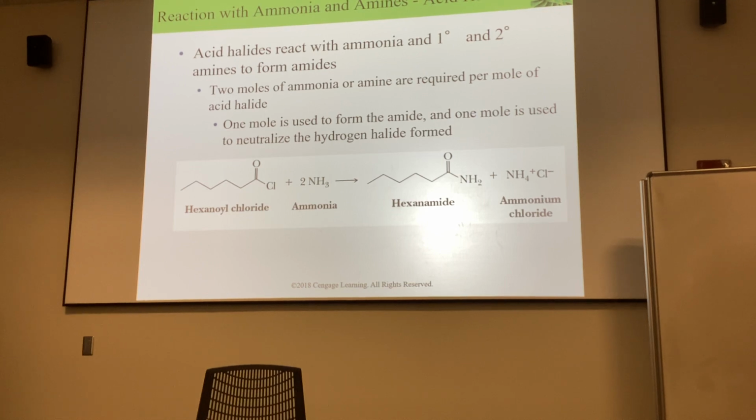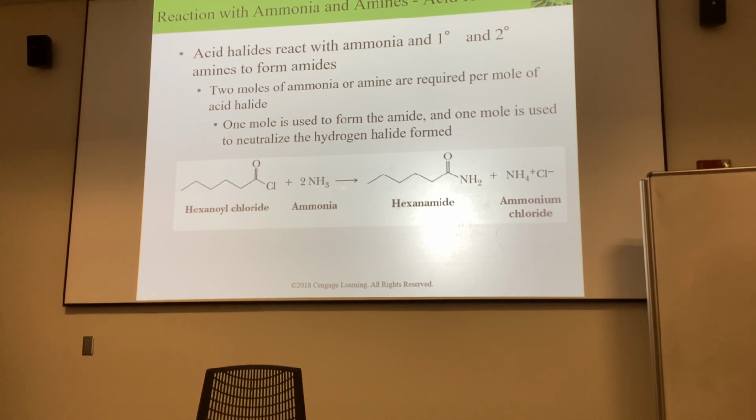We can react ammonia and amines with acid halides. So we can have an acid halide and react it with ammonia, or a primary or secondary amine, to form an amide. So 2 moles of ammonia or amine are required per mole of acid halide. For every mole of this, you're going to need 2 moles of that.